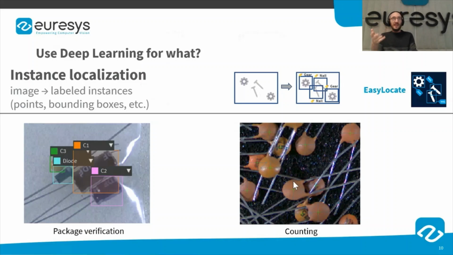So we have instance localization. In this case, we are trying to predict instances. And by that, I mean an area of the image that correspond to an actual real-world object or pattern or stuff, something like that. The instance can be represented by a point, by a bounding box, by an oriented bounding box. We can have optional segmentation of the object. But the main advantage of this type of algorithm is the ability to cope with overlapping objects. And so it's very good for applications such as package verification, counting, but it can also be used for defect detection, for example.